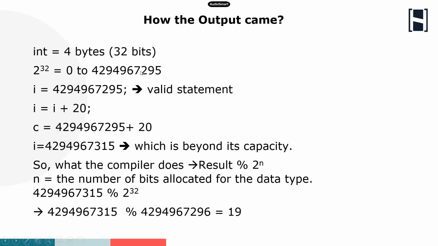Now, when I add 20 to this, it goes beyond the range, beyond the capacity. So again, when I go beyond the capacity, what is the formula I said? Whatever is the result, modulo 2 to the power n. Just apply the same formula, and this is the result you are going to get. So this is what happens whenever we try to store a value which is more than the capacity that the data type can accept. These are all the important points we have to know whenever we are working with the concept of data types.